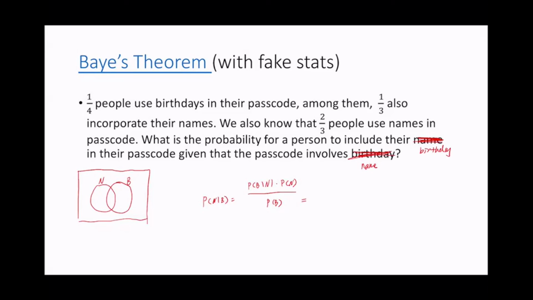We have 1/4 of people using birthdays in their passcode. Among them, 1/3 also incorporate their names. We also know that 2/3 of people use names in passcode. What is the probability for a person to include their birthday in their passcode, given that the passcode involves their name? So we want to find out the probability of B given N.